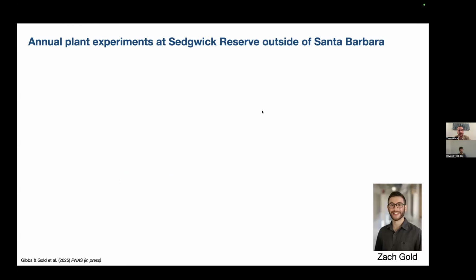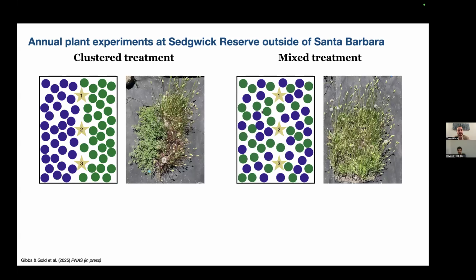Okay, so we didn't just do these experiments with dots. We also did them with actual annual plants at Sedgwick Reserve outside of Santa Barbara. And I want to shout out Zach Cold, my co-first author on this project, who was really instrumental in its success. So this is what the annual plants look like in real life and not in dot form.